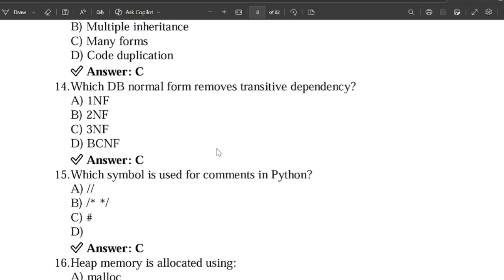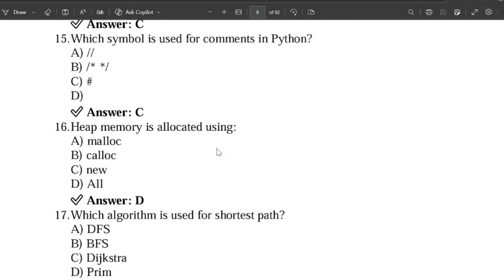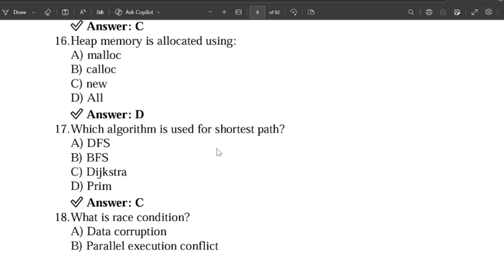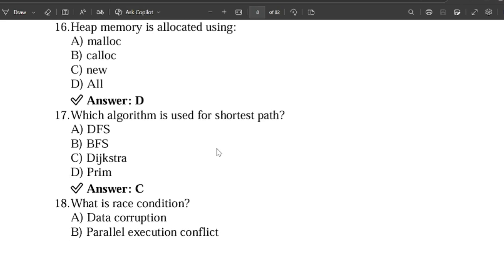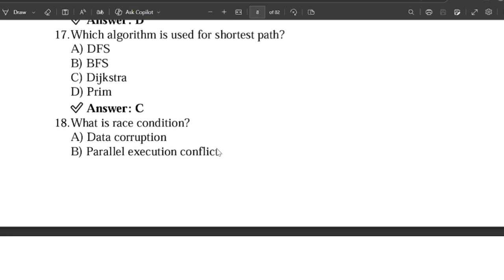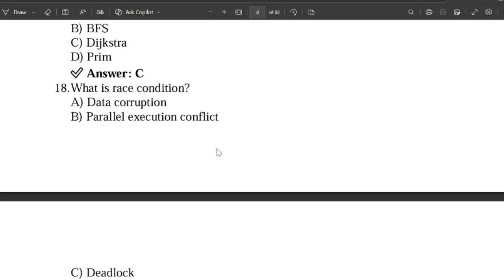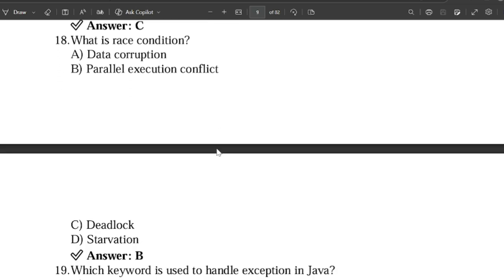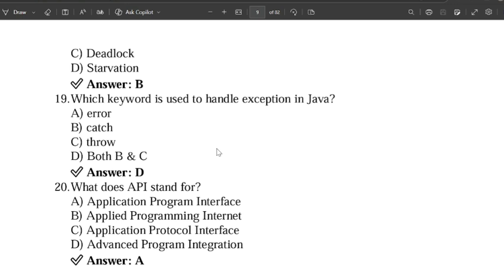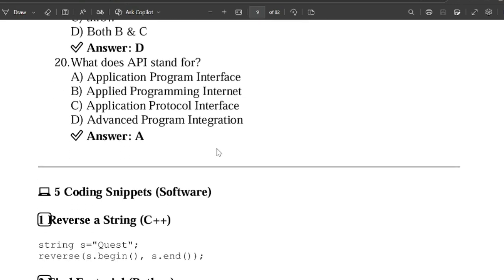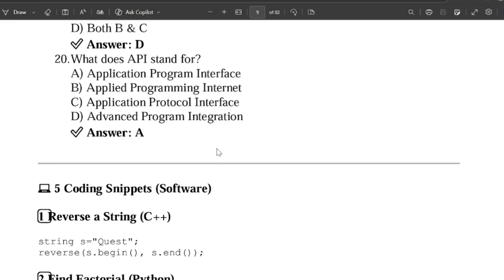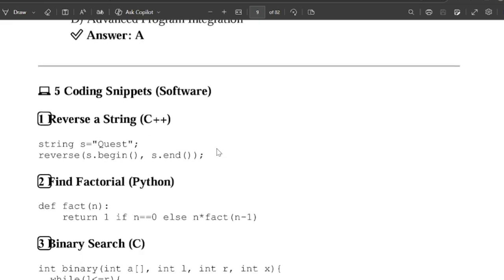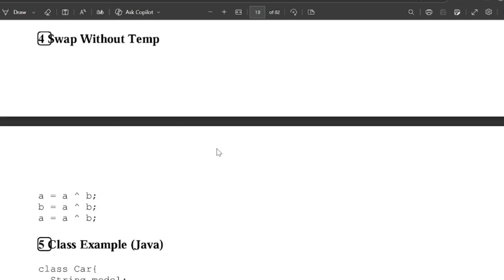Which DB normal form removes the transitive dependency? 3NF. Which symbol is used for comments in Python? C option. Heap memory is allocated using malloc. Which algorithm is used for shortest path? Dijkstra. What is race condition? Parallel execution conflict. Which keyword is used to handle exception in Java? D. Both B and C. What does API stand for? Application Program Interface. And the coding snippets.